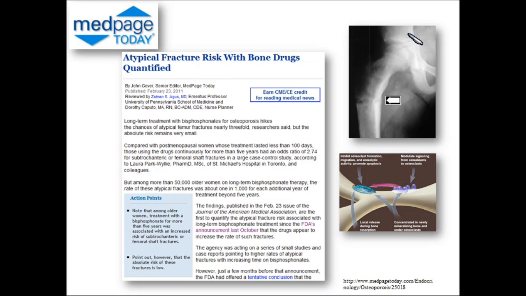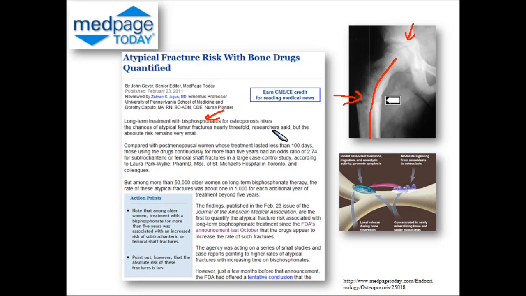Okay, here's a picture of an x-ray, and right over here is the ball and socket joint portion of the leg. Right off of the ball and socket joint, you have this bone, the thigh bone, called the femur. And what's happening is that people's legs are breaking right over here, one side or sometimes both sides at the same time, after long-term use of this class of drug called the bisphosphonate.